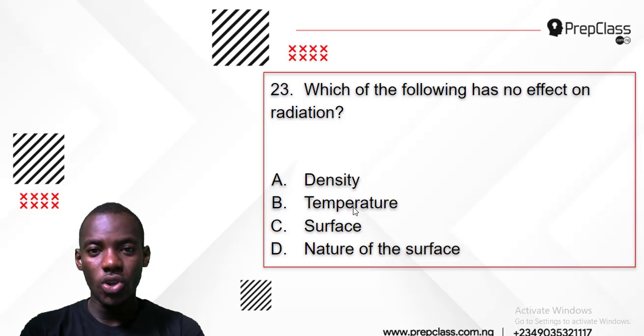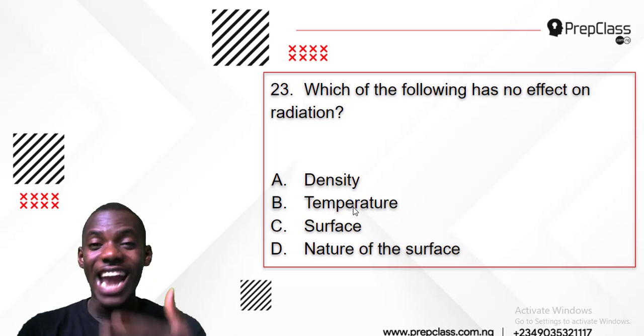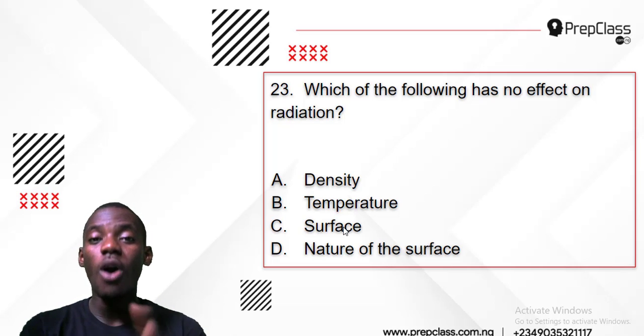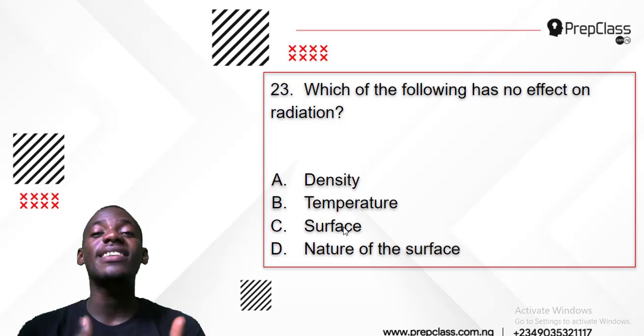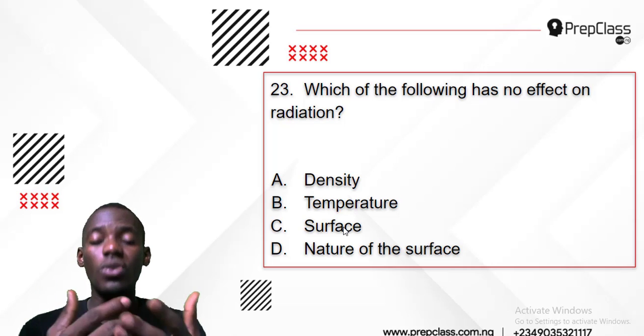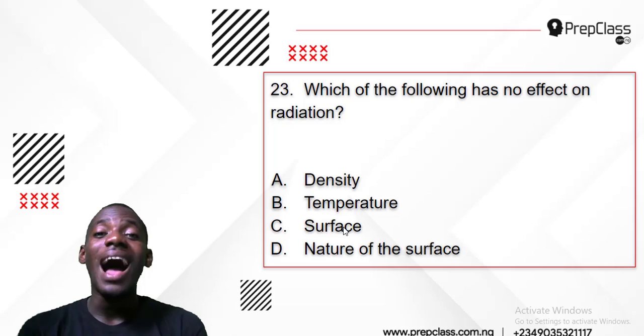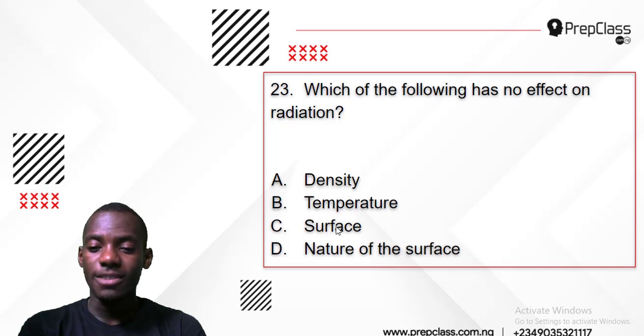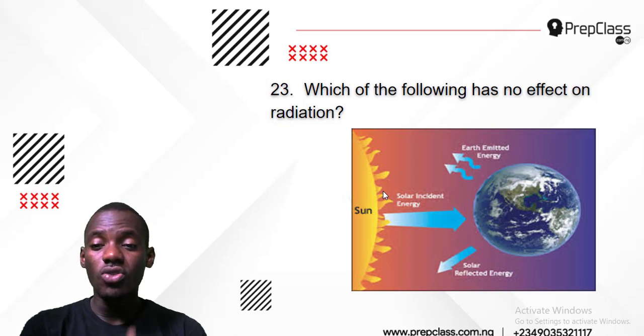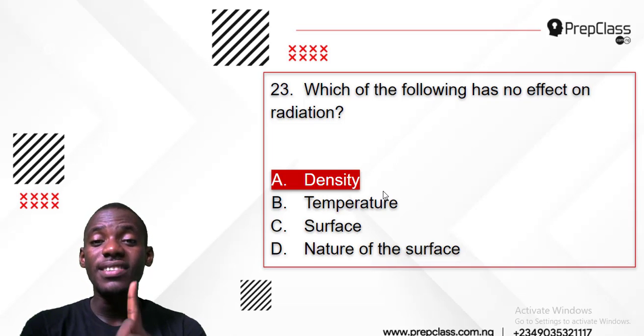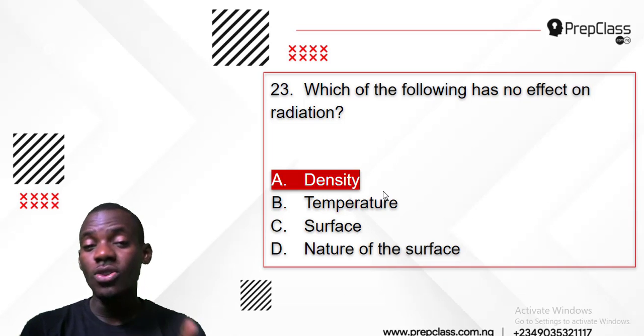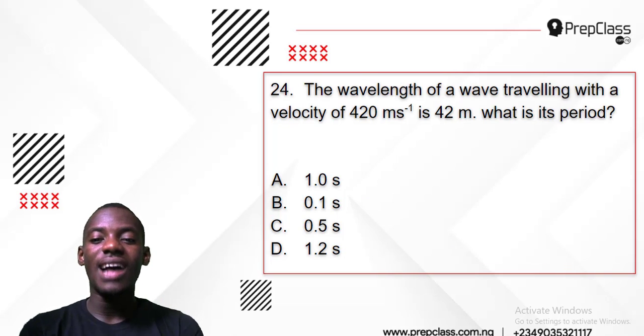Temperature affects radiation. That's the energy coming from the sun. It is affected by temperature, of course. The surface also affects. The surface of the sun tells the kind of energy that it can give, and the surface of the earth also tells the kind of energy that it can absorb. So surface affects. The nature of the surface also affects, but density does not affect radiation. So the one that does not affect is simply A, density. It does not affect how the sun shines. So that is the answer to that question.